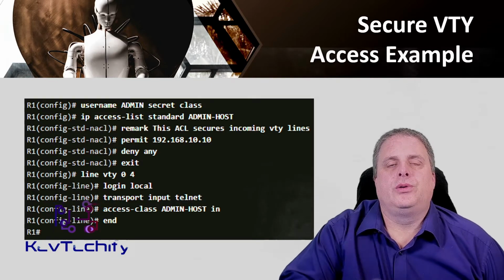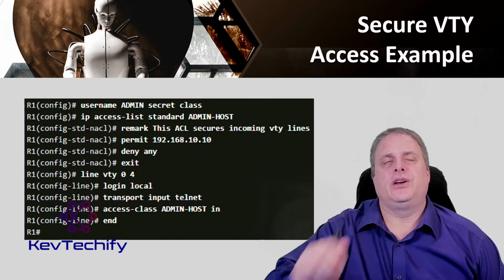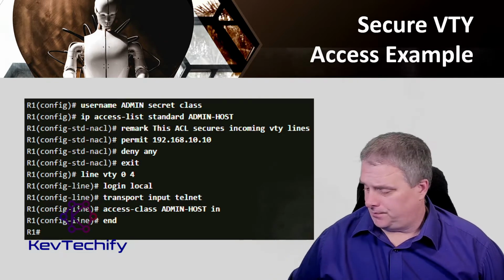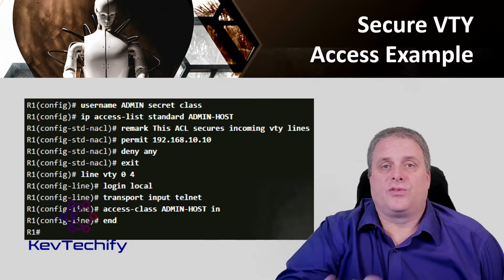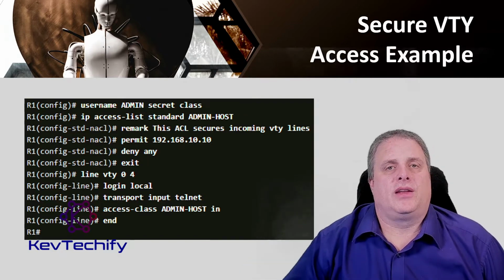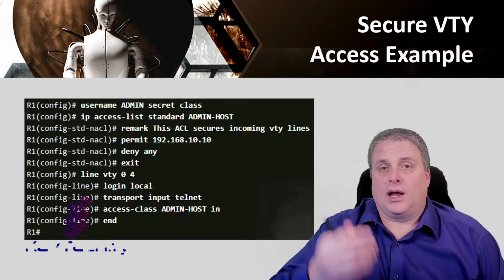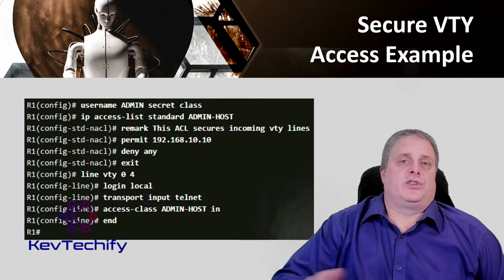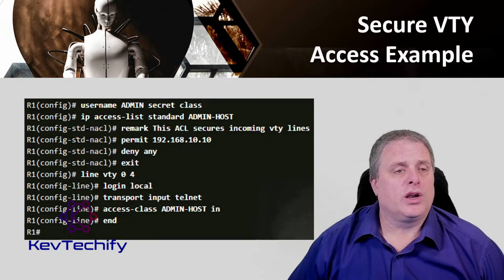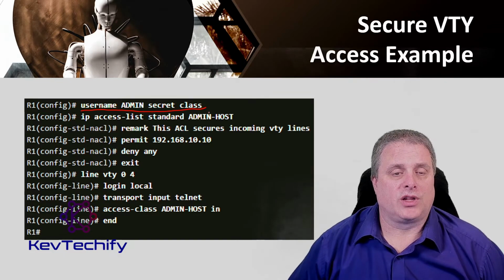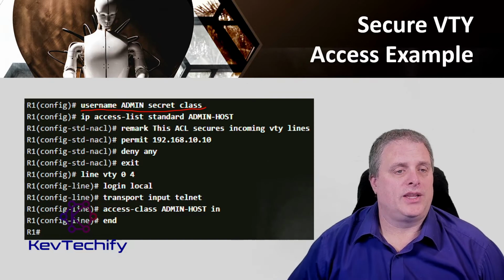Let's work through an example here to secure your VTY access using an access control list. One of the first things you need to do is create a username and password so we can log into that VTY port. Now, it could be a local name that you define. It could be using an external server like a RADIUS server. Here, we're going to go ahead and create a username called admin with a password of class. We go ahead and create that user.